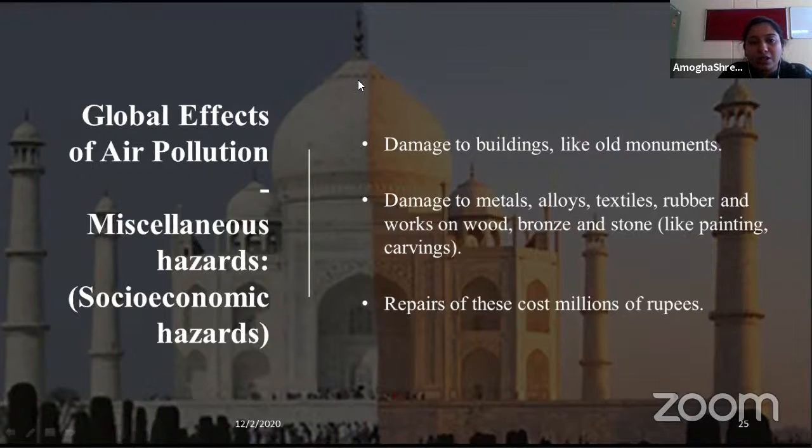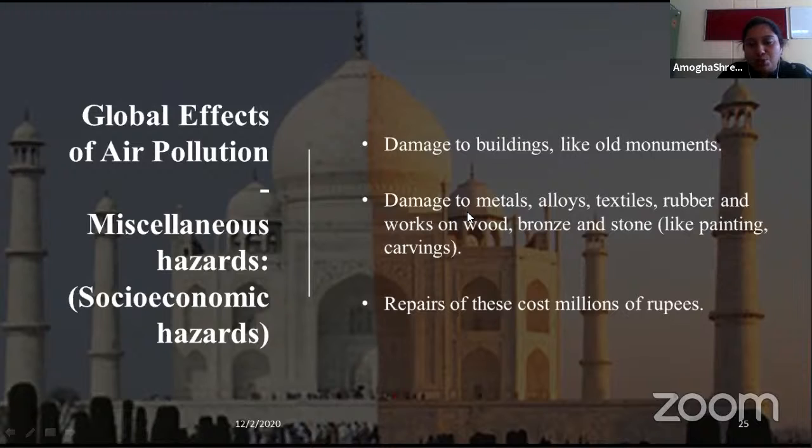So you can see the picture in the background. You can see before and after pictures of the Taj Mahal. The right side picture is showing it after exposure to air pollution and acid rain. So it is getting damaged.